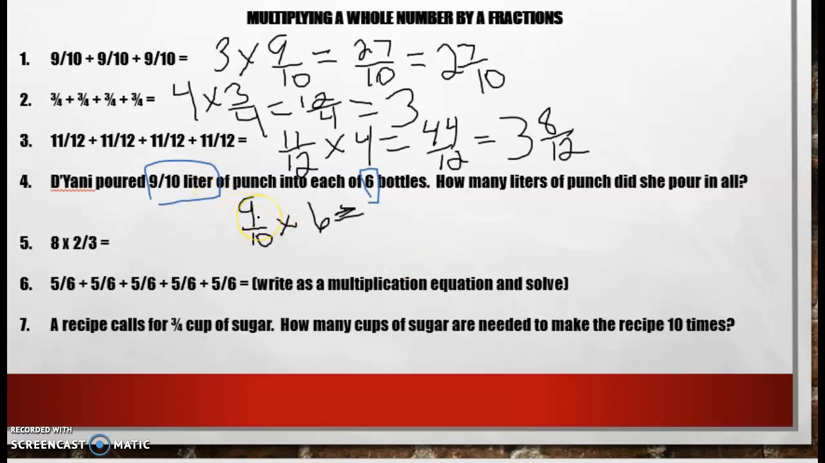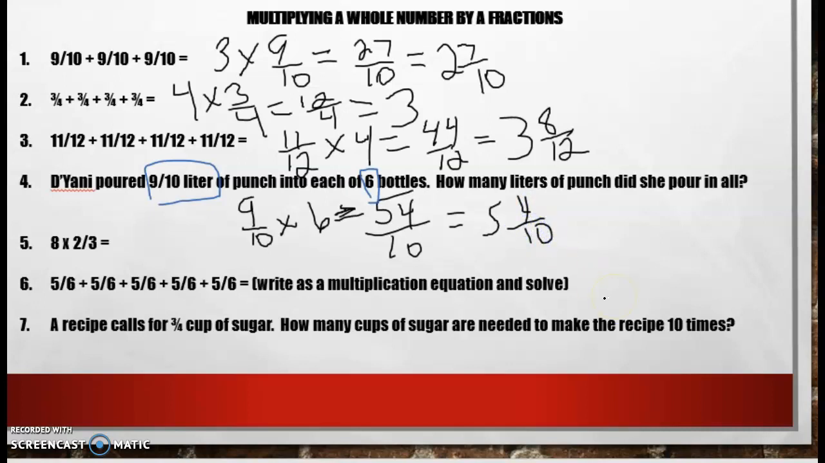Okay, so we can multiply the numerator times the whole number. 9 times 6 is 54. And then our denominator just comes on over. 54/10. Remember, I'm going to go ahead and change this into a mixed number because I'm giving you a heads up, I'm going to do that on the quiz. All right, so how many groups of 10 are in 54? 10, 20, 30, 40, 50. 5 groups lands us on 50 with 4 out of the next group of 10 left.